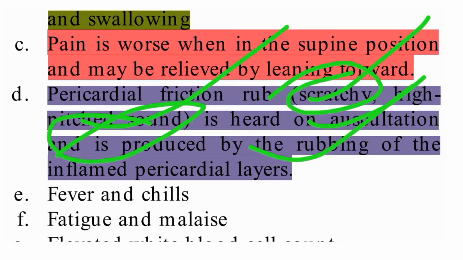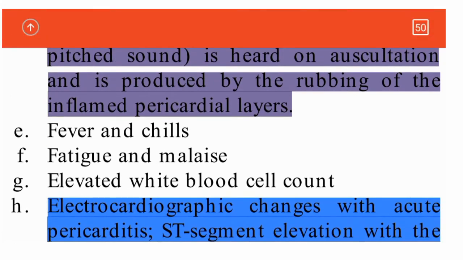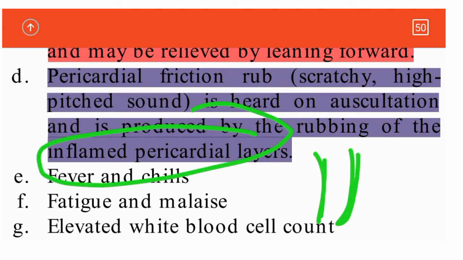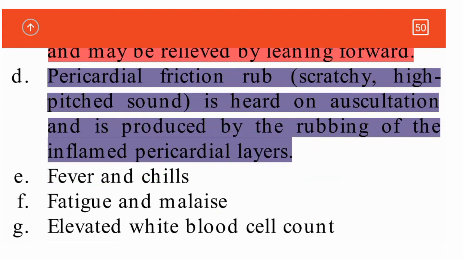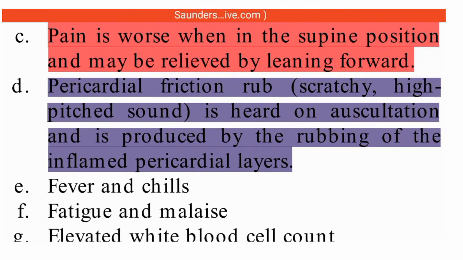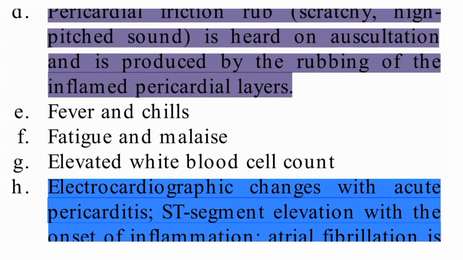Produced by the rubbing of the inflamed pericardial layers. So why is it produced? The pericardial layers are inflamed, so there will be a rubbing in between them, and that's why there will be a sound, a scratchy sound. Okay, and it will be high pitched. So on auscultation we can find this.